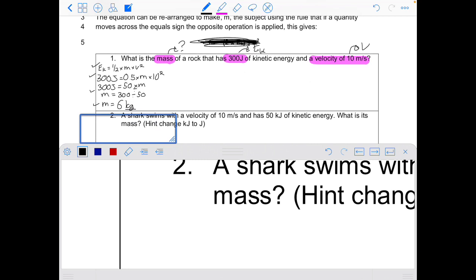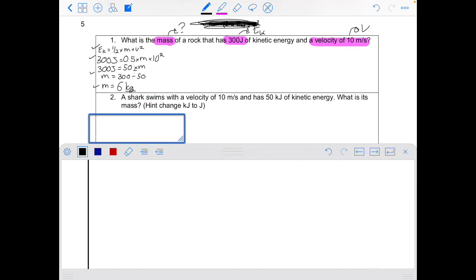So looking at this next question, give it a go, doing the same type of thing. Pause the video, give it a go.